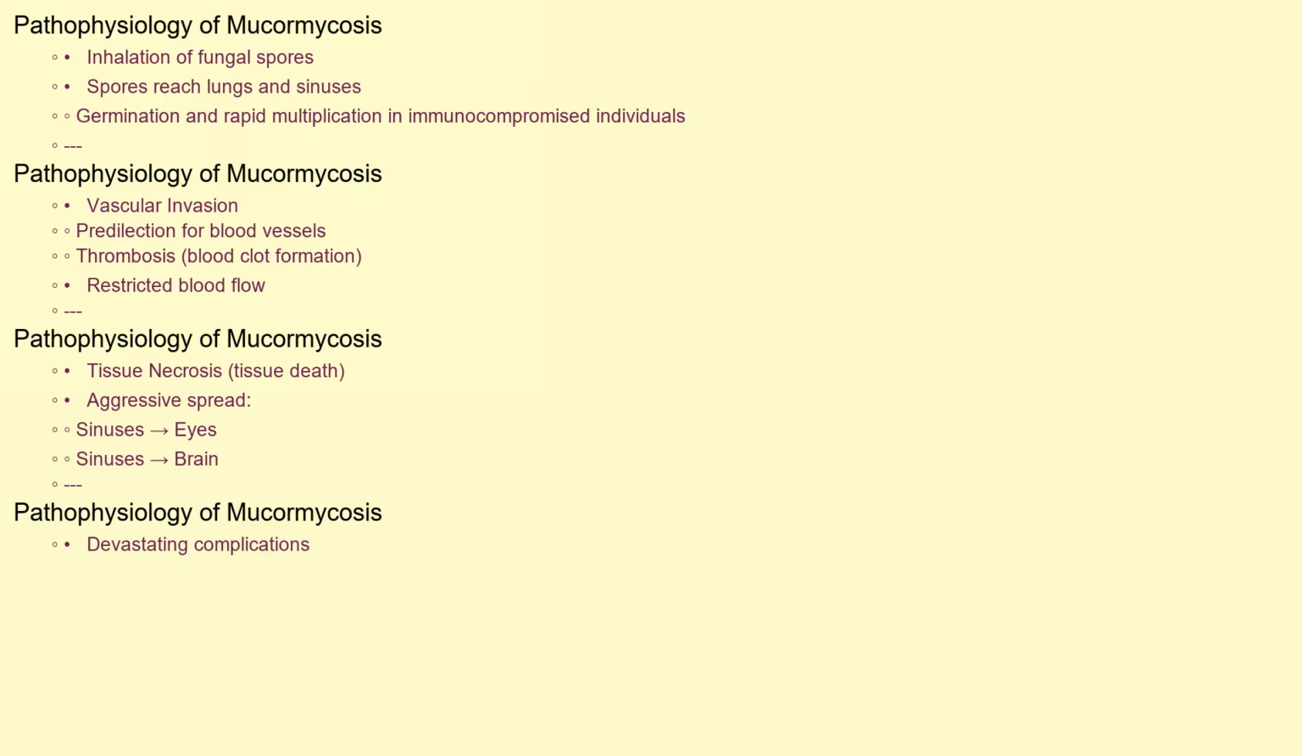Let's break down the pathophysiology, how this infection unfolds in the body. Once inhaled, fungal spores find their way into the lungs and sinuses. In individuals with compromised immune defenses, these spores can germinate and rapidly multiply. Mucormycetes have a predilection for invading blood vessels. This vascular invasion leads to thrombosis or blood clots, restricting blood flow to the surrounding tissues. The consequence is tissue death or necrosis, which can spread aggressively from the sinuses to the eyes and even the brain, resulting in devastating complications.